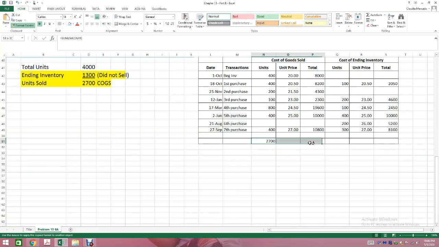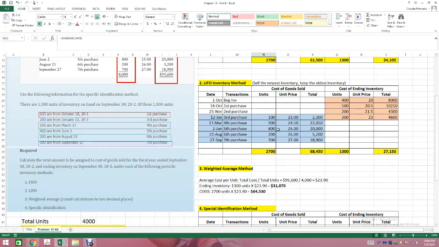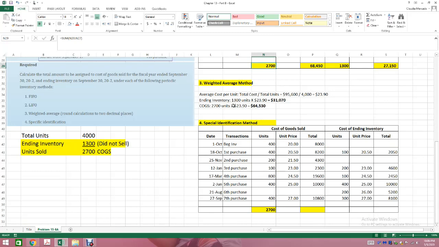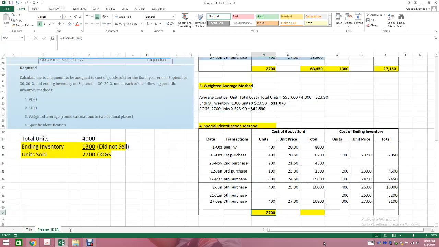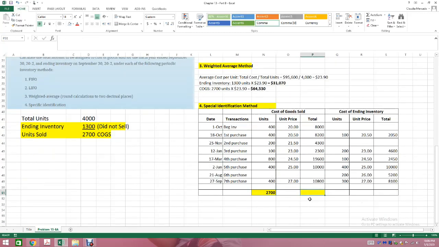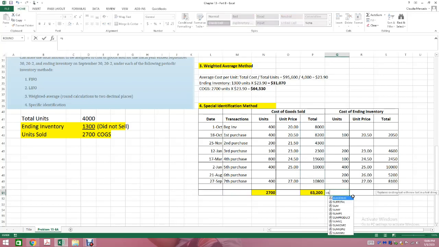So that 2,700 unit figure should always tie for all of your methods. 2,700, 2,700, 2,700 right here, and then 2,700. That represents the count of units that you did sell. Well, how much were those units valued? What was your cost? Your cost was $63,200.